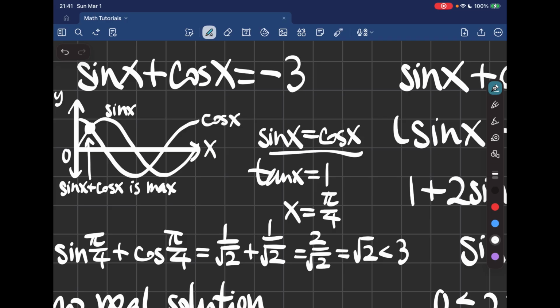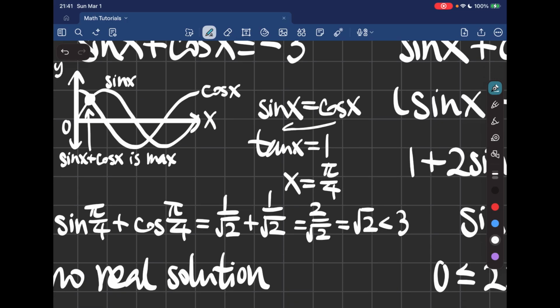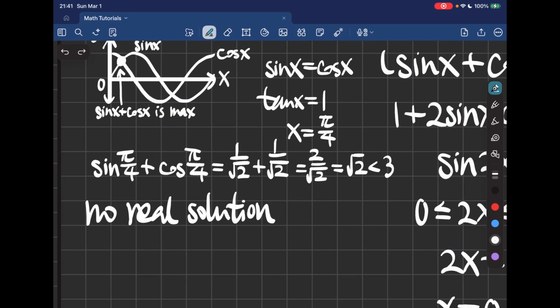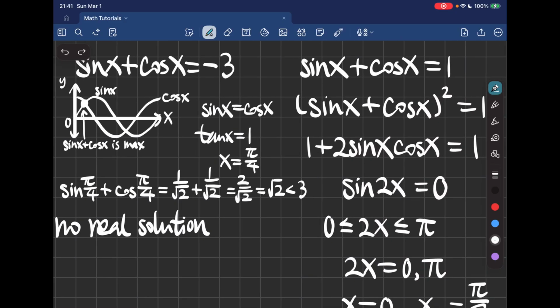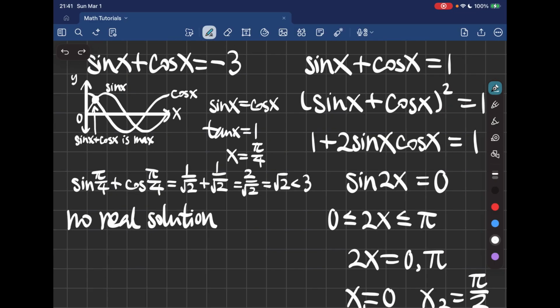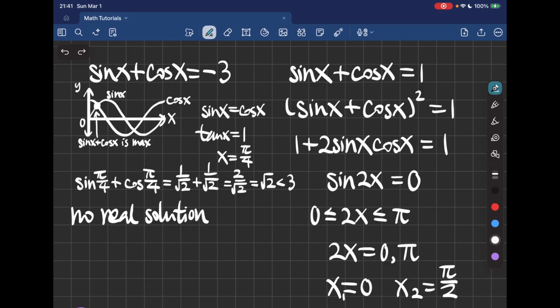So we can simply write sine x equals cosine x and move cosine to the other side. We have tan x equals 1, and x equals pi over 4. Now if we substitute pi over 4 back, you have sine pi over 4 plus cosine pi over 4, which both equal 1 over square root of 2, and in the end it would just be square root of 2, and that is undeniably smaller than 3. So there are no real solutions for this.